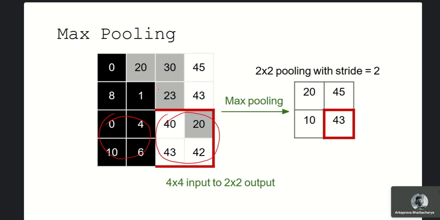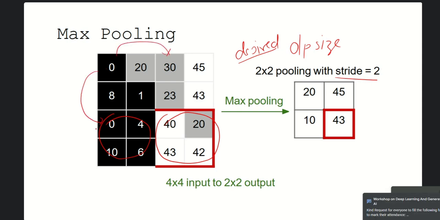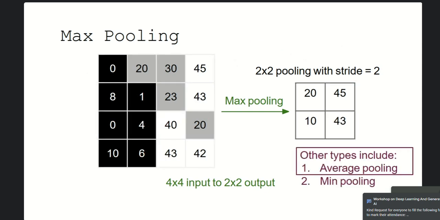By what amount you will stride your max pooling filter will depend upon the resultant size of the image that you want. So what is the desired output size? Depending upon that, you will apply the stride. So here we have applied stride 2. This means from here we skipped to this. Then from here we skipped to this. This was our stride 2.